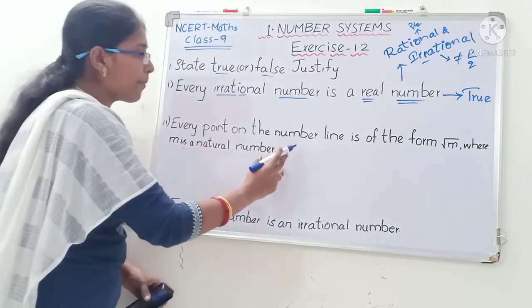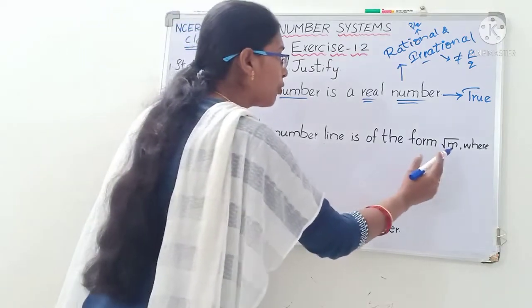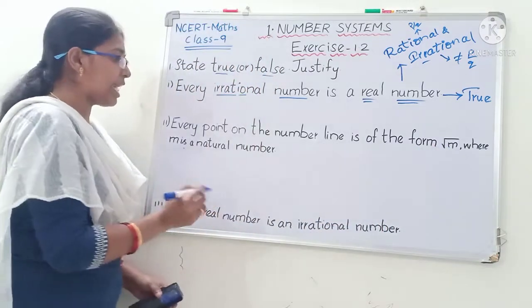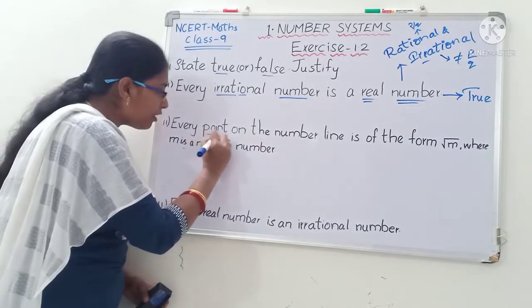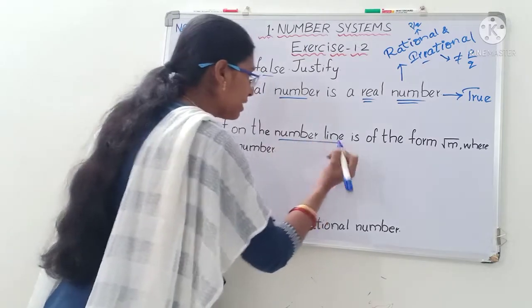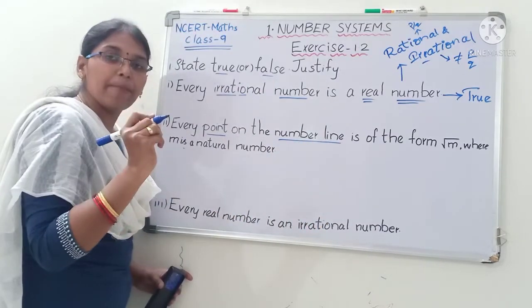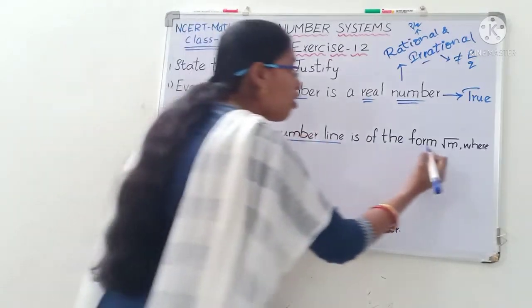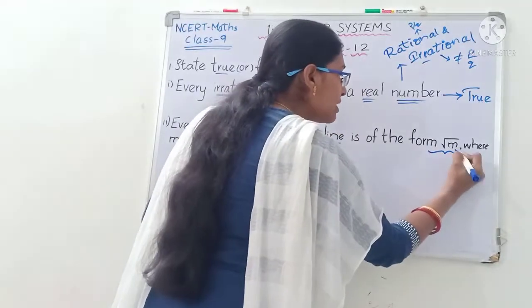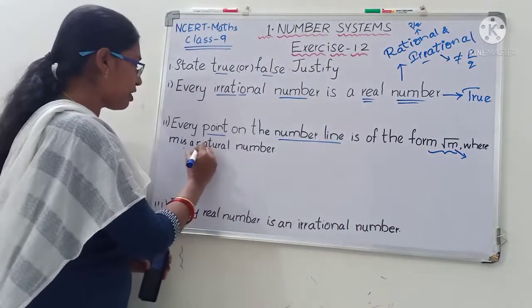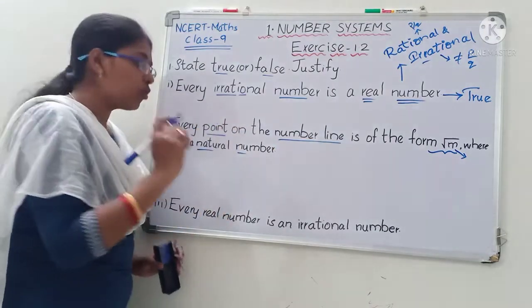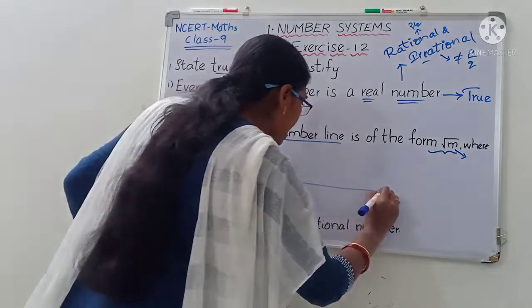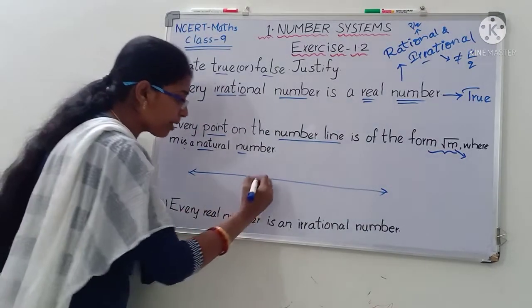Every point on the number line is of the form root m, where m is a natural number. What is the statement children? What are they telling? Each and every point on the number line is in the form of root m. What is m here? m is a natural number. Let's see children. They are telling every point on the number line. So let us assume the number line and consider some points on it.